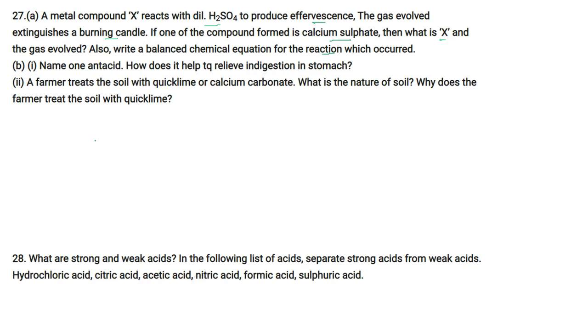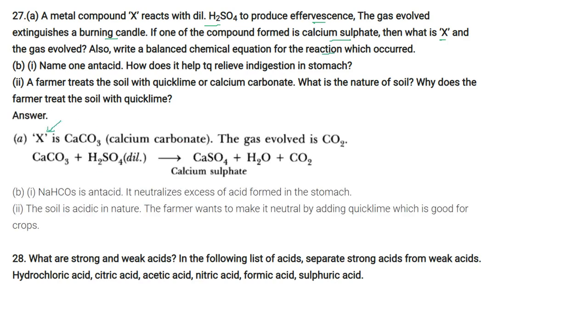So the answer would be, X is calcium carbonate, CaCO3. The gas evolved is carbon dioxide. So CaCO3 combined with H2SO4 gives you calcium sulfate, water and carbon dioxide.